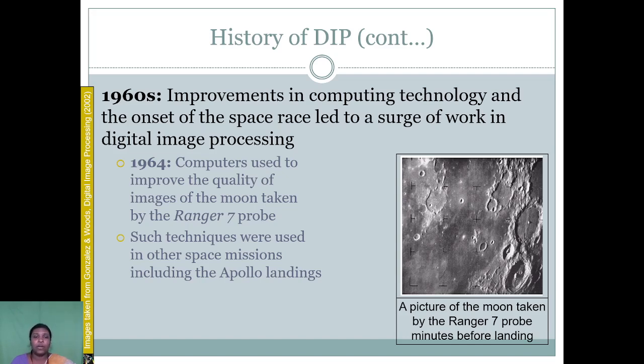In 1964, they used this digital image processing technique. They had taken one moon photo just before landing, but by using digital image processing techniques, they were able to improve the quality of the image, and they were successful in that quality improvement. Such techniques were used in other space missions, including the Apollo landings.